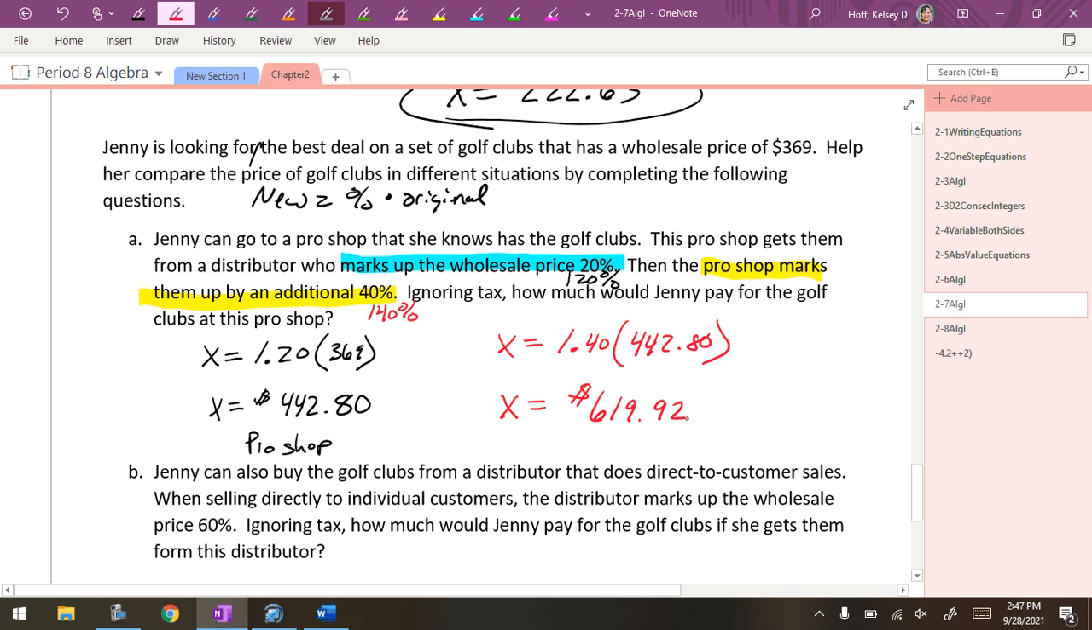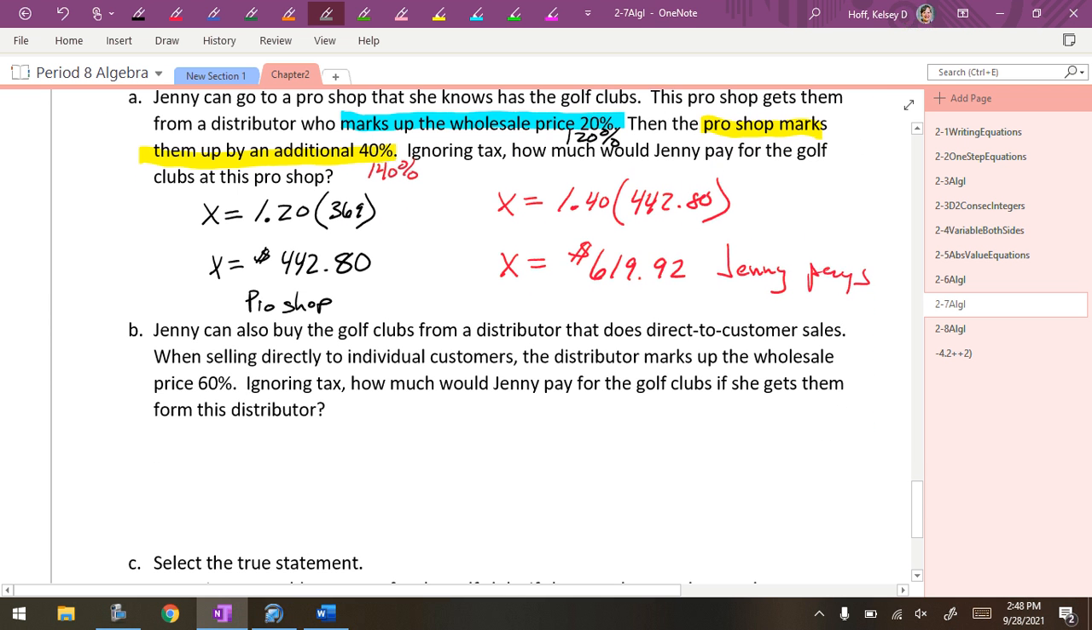619.92. Anybody else get that? Yes? Okay, so Jenny would pay 619.92 if she went to the pro shop, who bought them from the wholesale marketer, and they both marked them up. Okay?